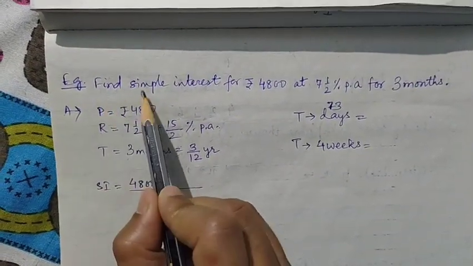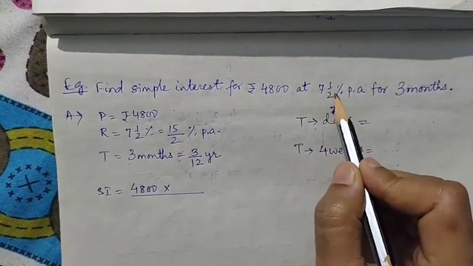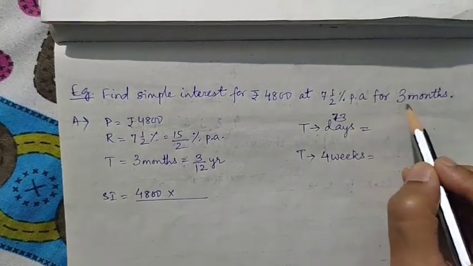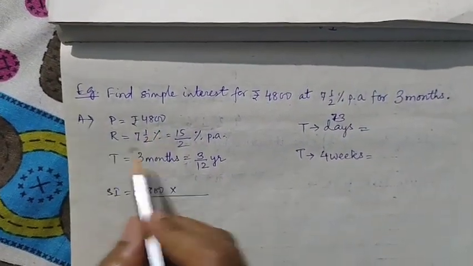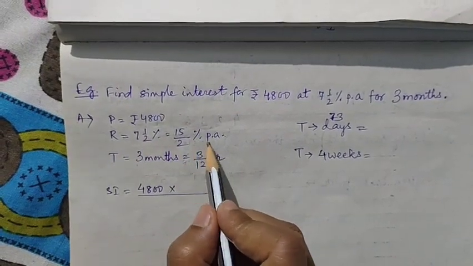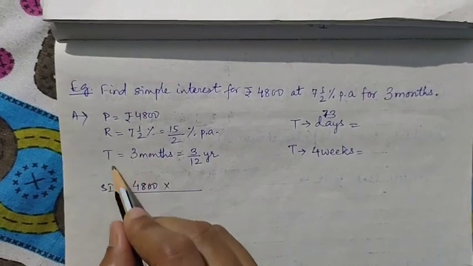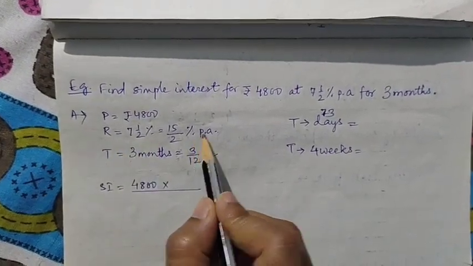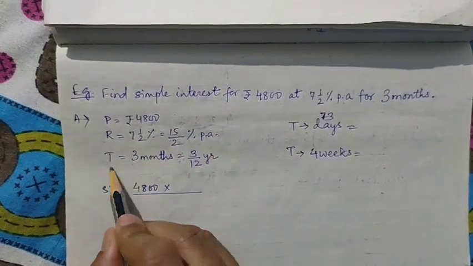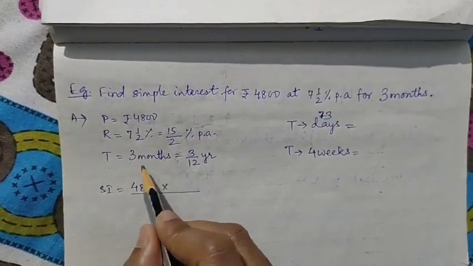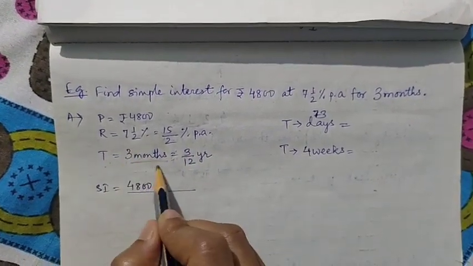Suppose you need to find the simple interest for rupees 4,800 at 7 whole 1 by 2% per annum for 3 months. Now you see P is 4,800 rupees, R is 15 by 2% per annum. Here time is 3 months. See children, here if the rate of interest is per annum, meaning given for a year, per year, so here time should also be in year, but here in the question it is given in months, so you have to convert the time into year.